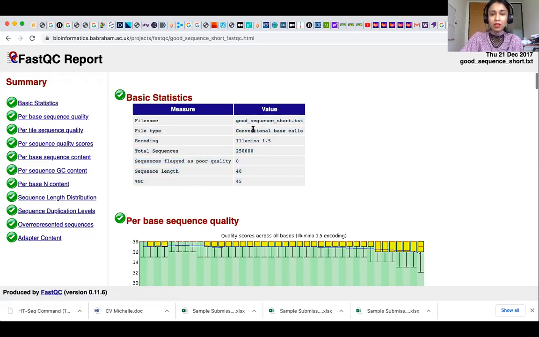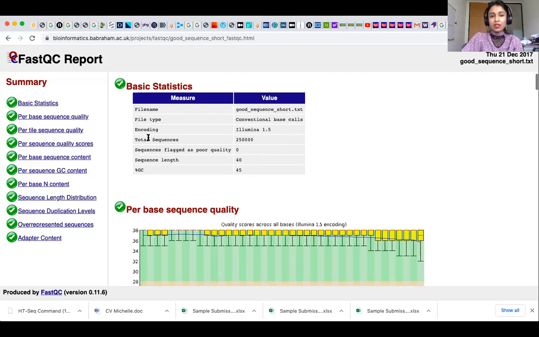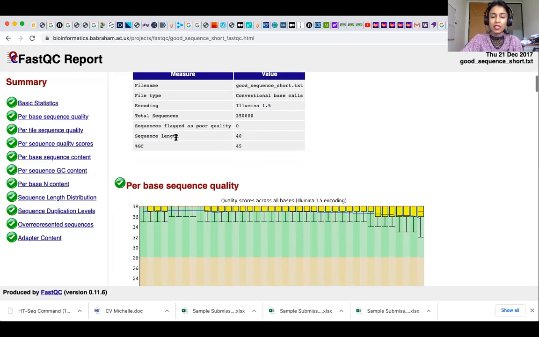What file type, this is all standard. It'll just give you conventional base calls. Encoding, this is also default, Illumina 1.5. And it will tell you the total sequences. So here in their data, they had 250,000 sequences. And here they have mentioned how many sequences are flagged as poor quality. It's 0, which means it's quite good quality. And sequence length shows how long your sequence is. Each fragment is only 40 bases.